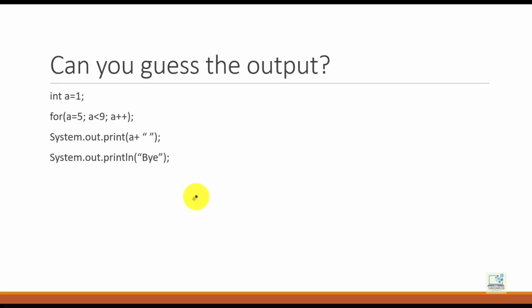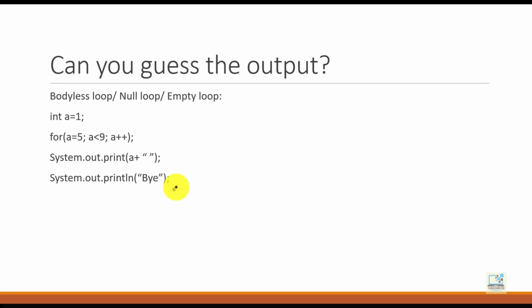I'm showing you a code on the screen. Okay, guess the output. What do you think is the output of this code? You can pause the video at this moment and you can first calculate the value and then I'll tell you what the answer is. If you thought the output is 5, 6, 7, 8, bye, then you are wrong. Surprised, isn't it? Let me tell you how.